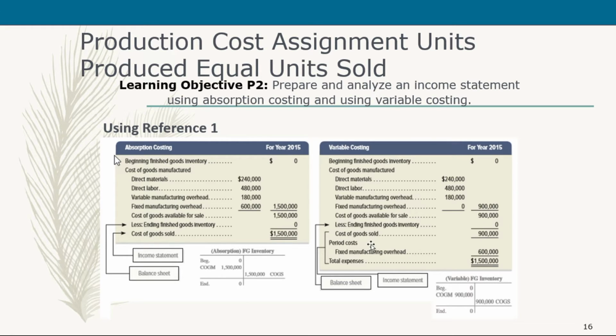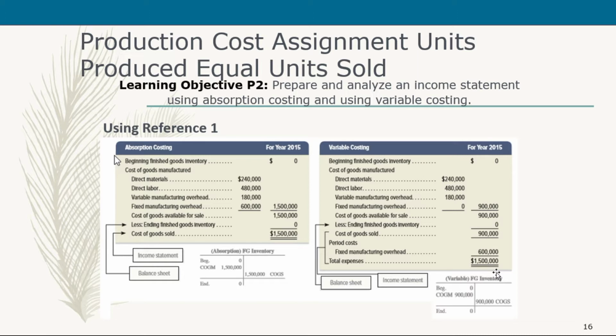Remember, under variable costing, your fixed overhead cost is part of your period cost. So it will be included here, not included in your cost of goods sold. This is your product cost. So that's why, again, your total expense will still be the same under both costing methods. Under absorption it's 1.5, under variable costing it is 1.5. The only difference between the two is the details pertaining to your bottom figure.